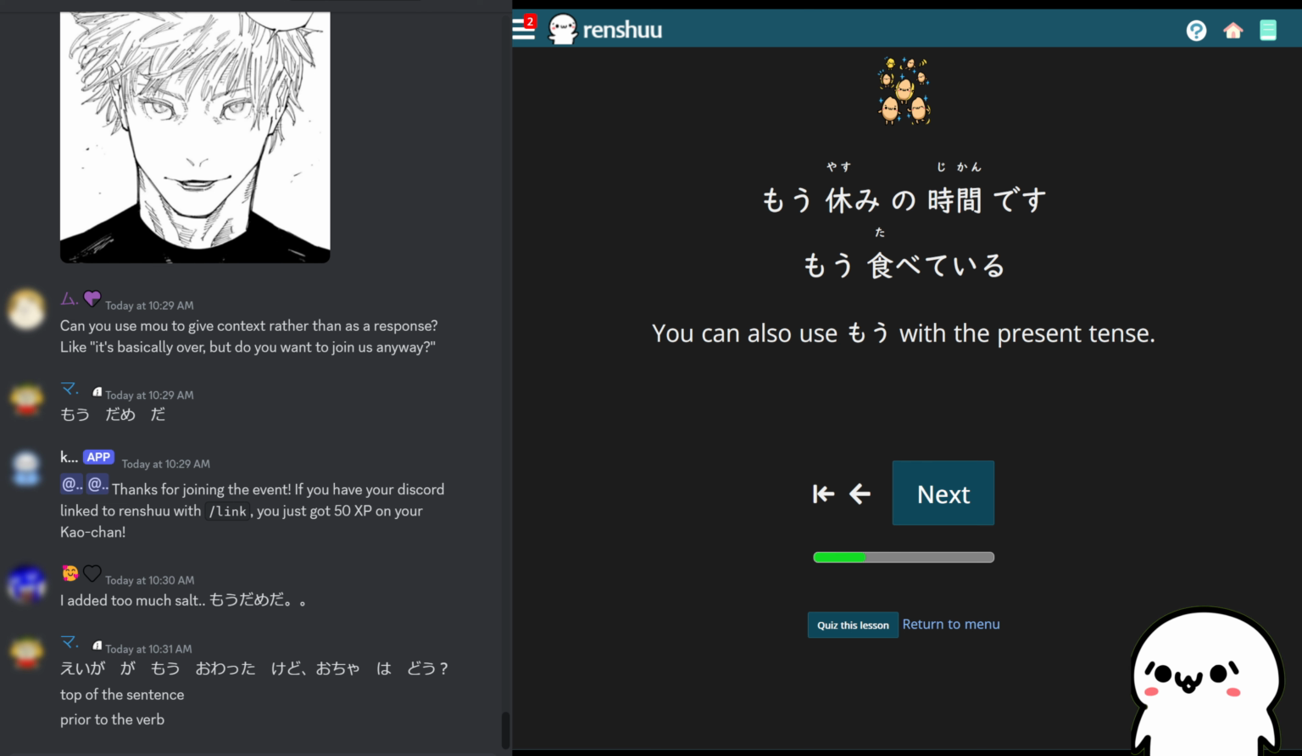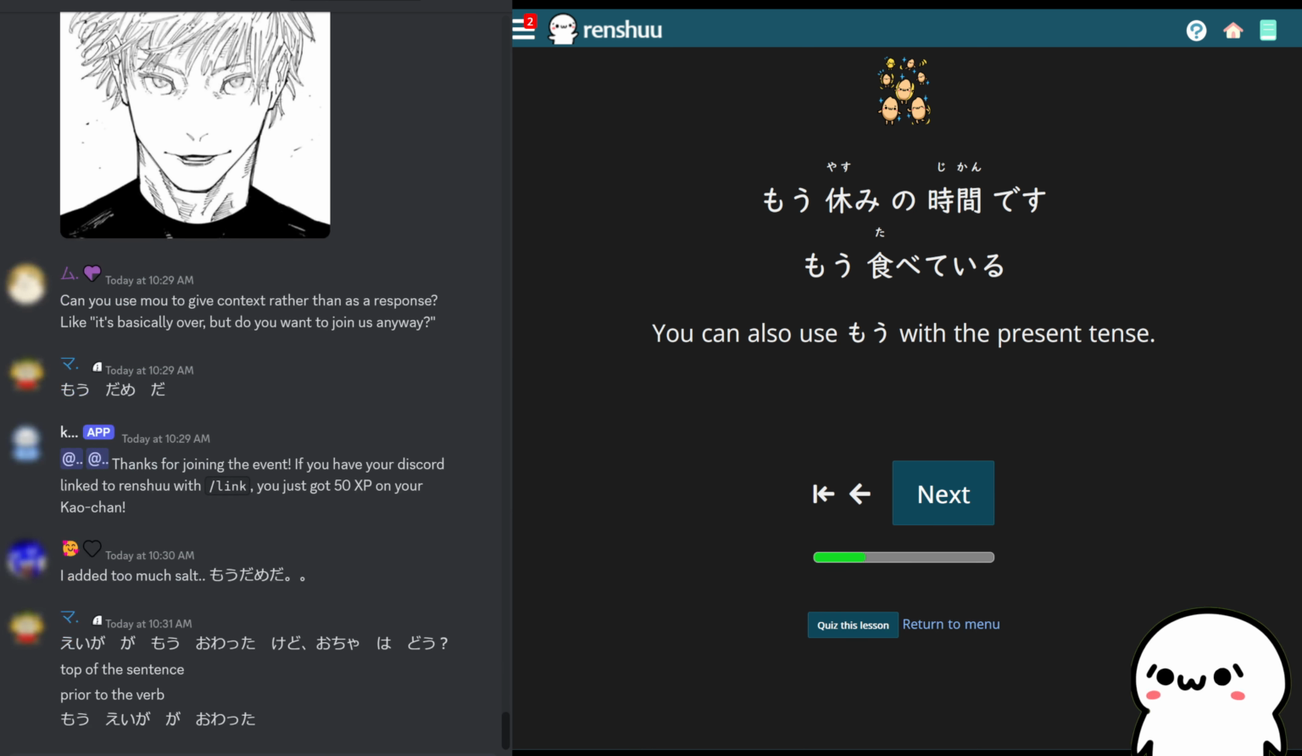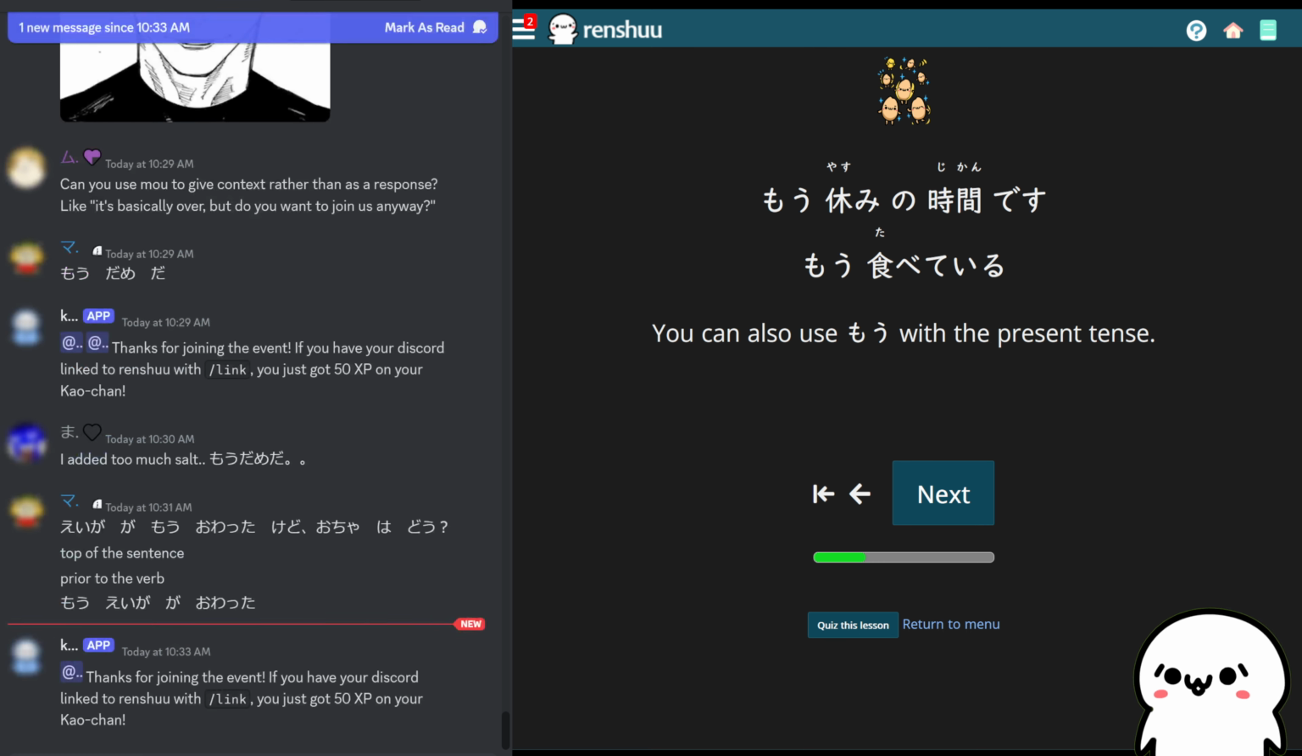However, you may see this. Mou eiga ga owatta. And this would also be grammatically correct and would work. Although, if you're in doubt, you're like, I'm not sure which place I should put it in, put it right in front of the verb. And you will never be wrong. It's the most common, and I'm going to say the most natural for most situations. So it's your safest bet.